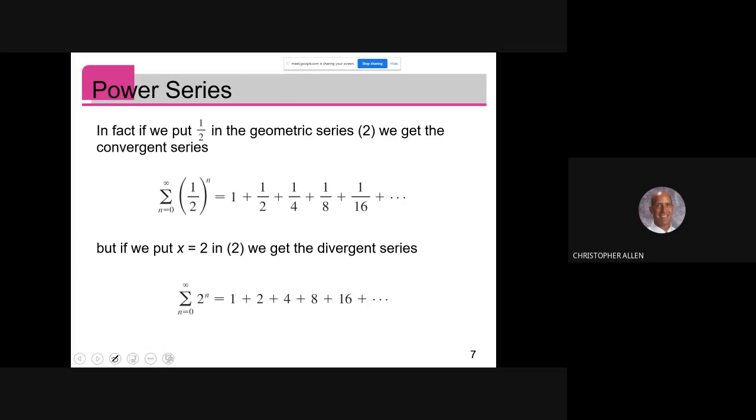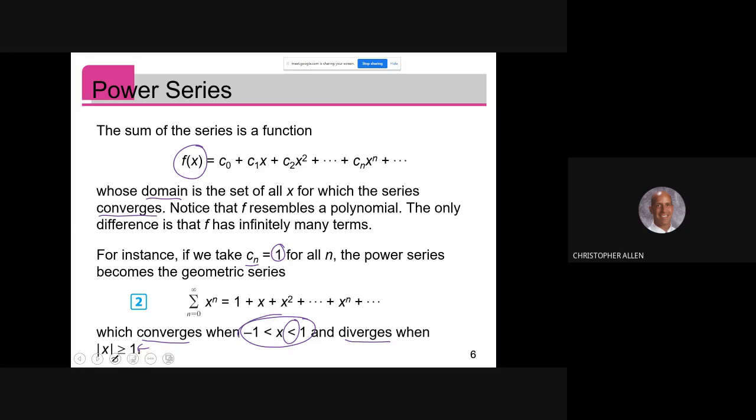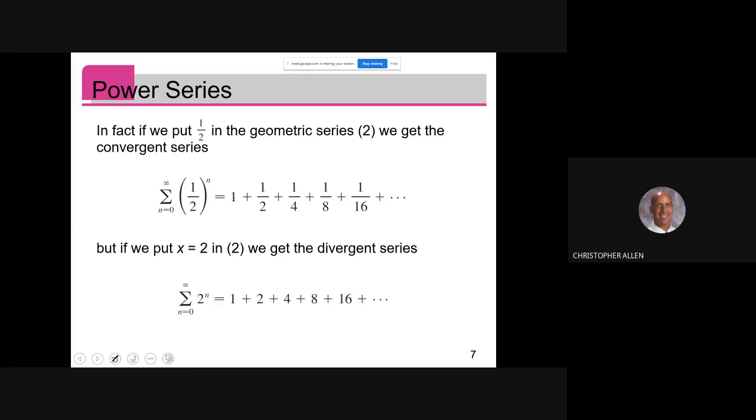In fact, if we put 1/2 into this particular geometric series, and by the way, remember, we just said that it converges when x is less than 1 and greater than -1. 1/2 falls into that category. And by the way, that should look familiar. Does anybody recognize that? Well, it's a geometric series, right? And what's the r value here? 1/2, which is less than 1.